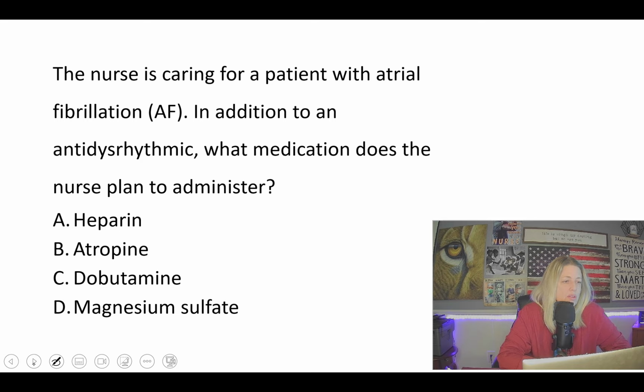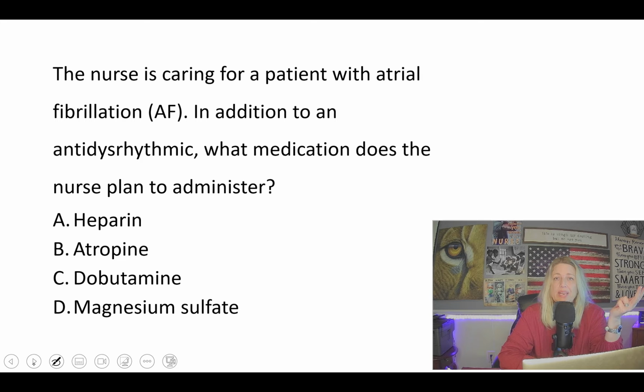The nurse is caring for a patient with atrial fib. All right, well, this is AFib. We know what that is. In addition to an antidysrhythmic, what medication does the nurse plan to administer? Well, ACC is the treatment for AFib. ACC is what? An anticoagulant, Cardizem, cardioversion. So antidysrhythmic is the Cardizem. That's an antidysrhythmic. So what else do we want to give them? We want to give them an anticoagulant.